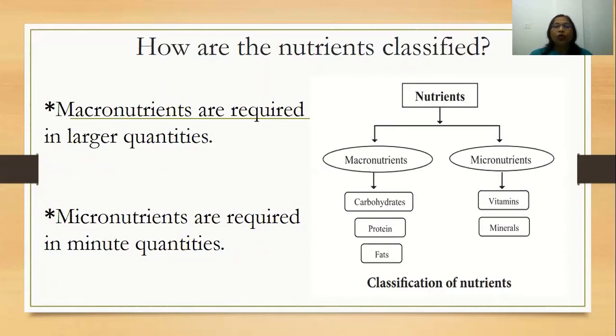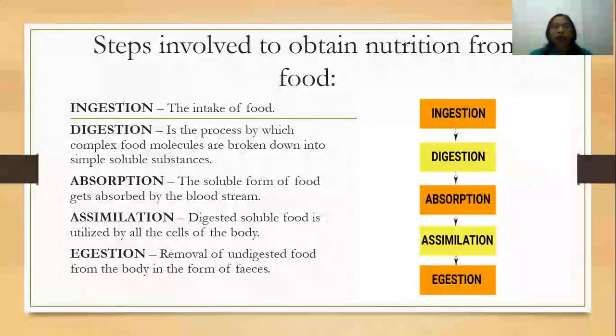Now children, you are getting nutrients from food. Now the next step: how many steps are involved in getting nutrition from food? Because it is not so simple that you take food and after that you get energy. A long process is involved. Many organs are involved in getting nutrition. So now I am going to discuss how many steps are involved to obtain nutrition from food.